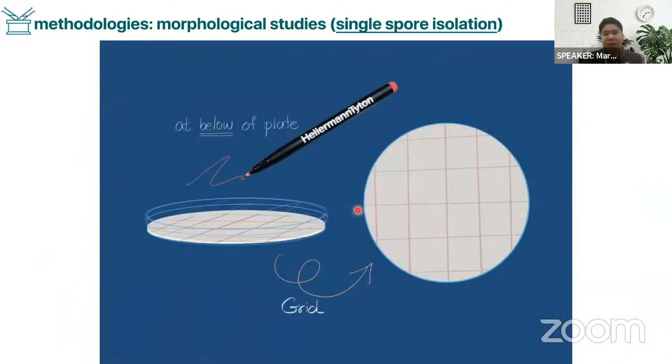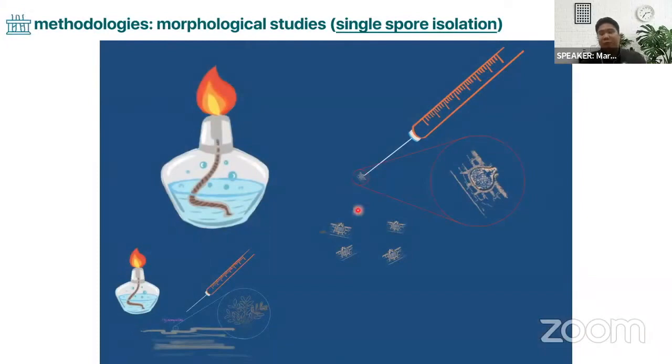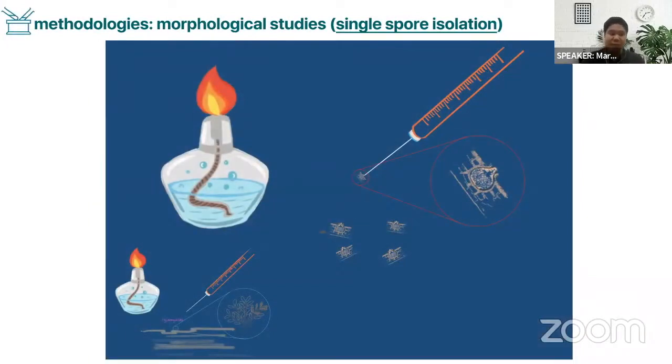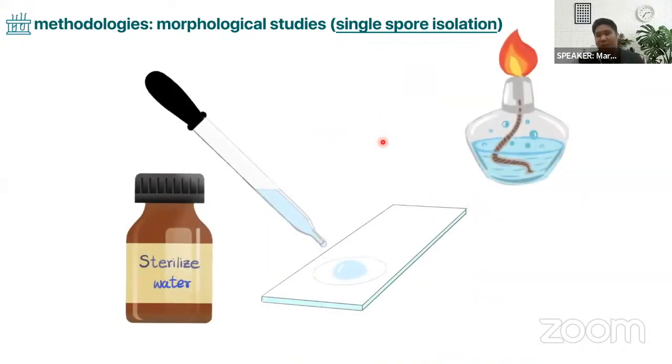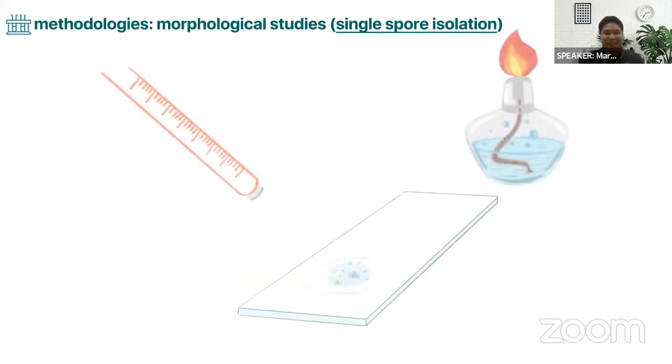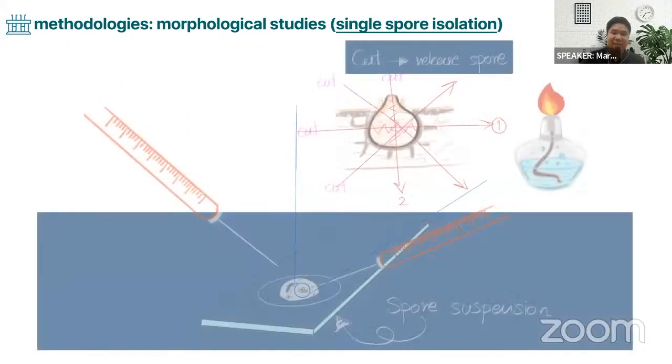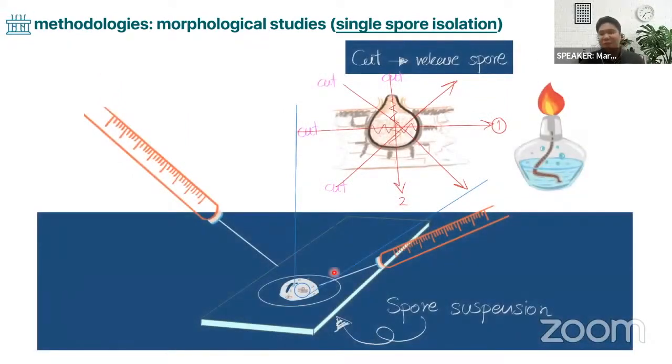So what you're going to do is mark the petri dish, cut the section of the fruiting body, and pick it up with a sterilized needle. Pick these, these are the spores. Put some sterilized water on the sterilized, what is this? I forgot the name, glass slide, sorry. Put all the fruiting body that you cut here, and crush it to release the spores.